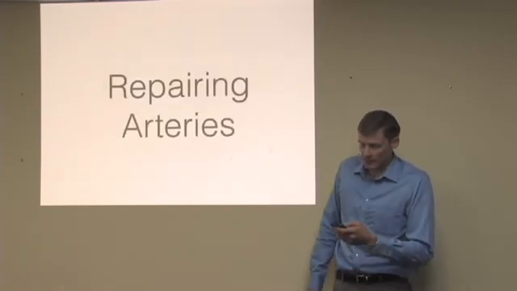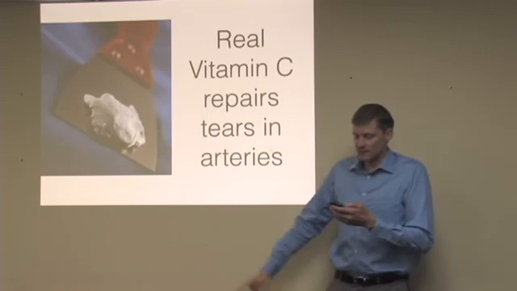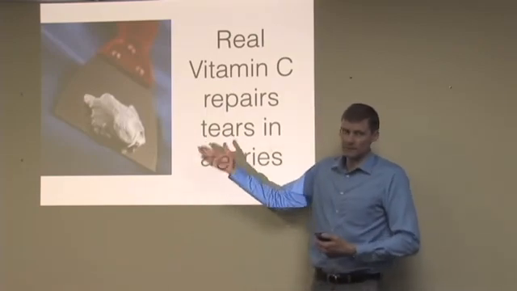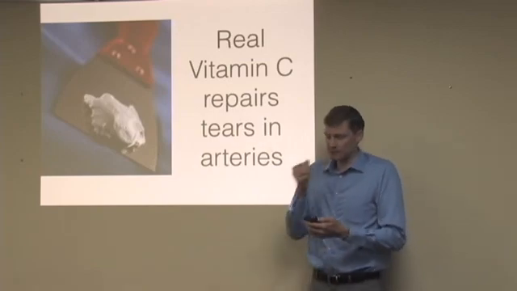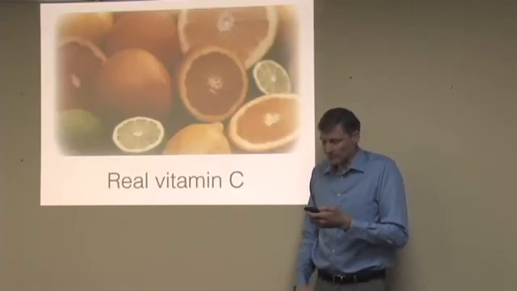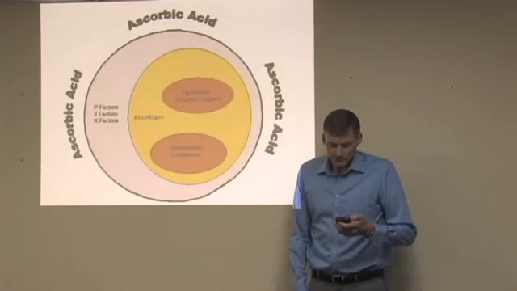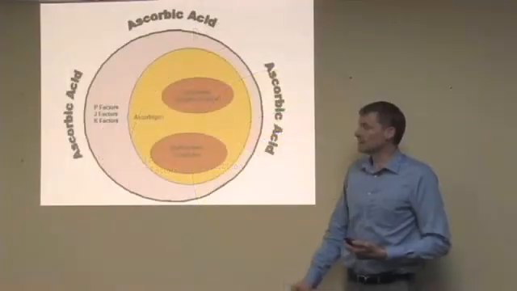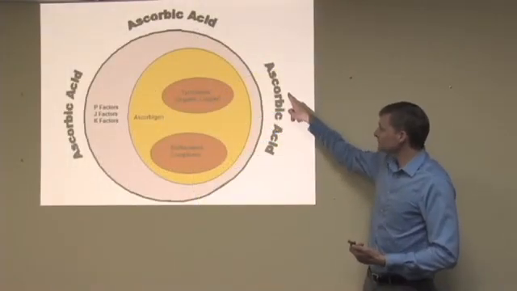All right, now let's talk about repairing arteries. Real vitamin C repairs tears in the arteries. That would be like spackle. That's why I have this picture of spackle. It's the correct thing to do. Real vitamin C comes from citrus. So real vitamin C is different than the vitamin C that you find at the health food store. The government says that vitamin C is ascorbic acid.